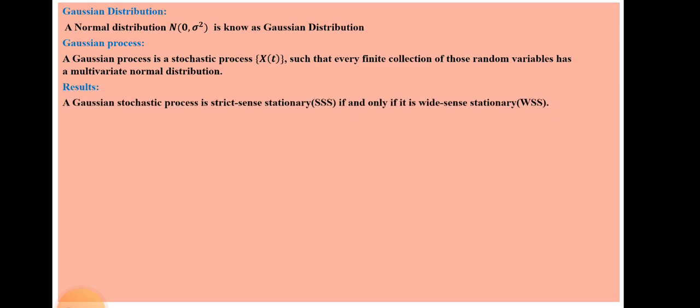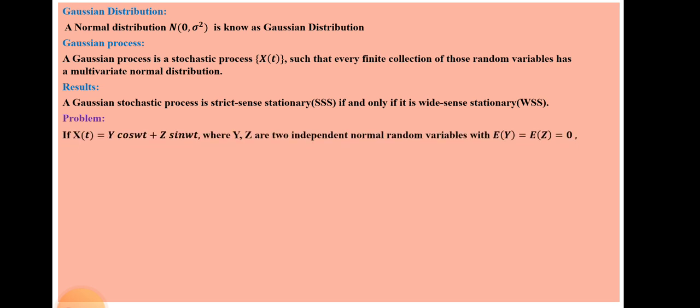A Gaussian stochastic process is strict-sense stationary, SSS, if and only if it is wide-sense stationary, WSS. Here only in a Gaussian process is it an if and only if condition. SSS if and only if WSS, right? Note this point. So based on this we can see one problem.